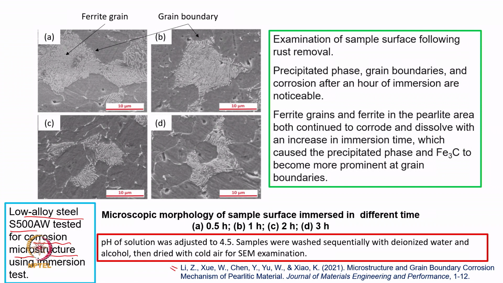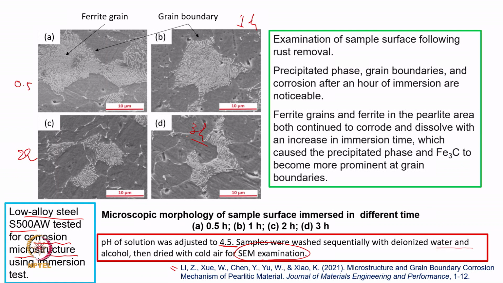In this immersion, the solution pH was kept around 4.5. Naturally, it is an acidic solution, and because of the acid, corrosion will dominate. They kept it for some duration. Here we are showing 4 figures, and in the next slide I will show 4 more. They observed after dipping for 0.5 hour, 1 hour, 2 hours, and 3 hours, then washed it and used SEM examination, and the SEM images are shown here. Naturally, this is after 0.5 hours, this is for 1 hour, this is for 2 hours, and this is for 3 hours.